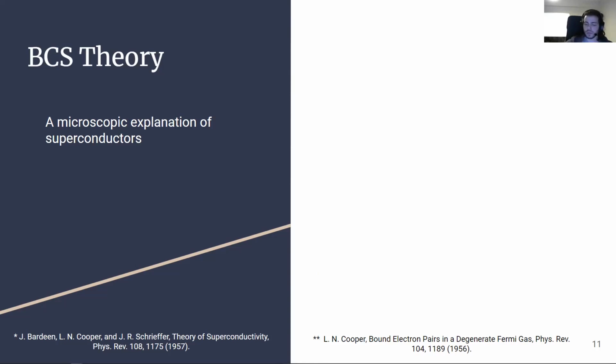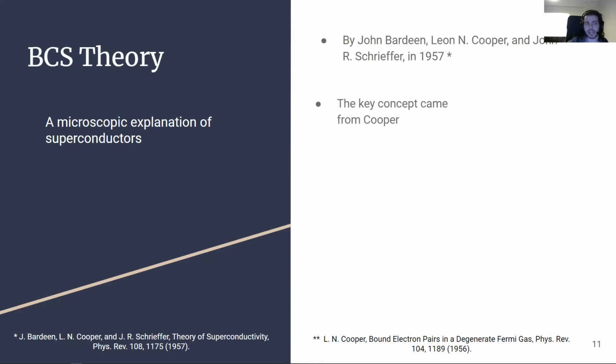The missing ingredient actually came from Leon Cooper, in a paper called bound electron pairs in a degenerate Fermi gas, published one year before the BCS theory. He proposed that due to interactions between electrons and lattice vibrations, which are called phonons, two electrons could have a net attraction between them.